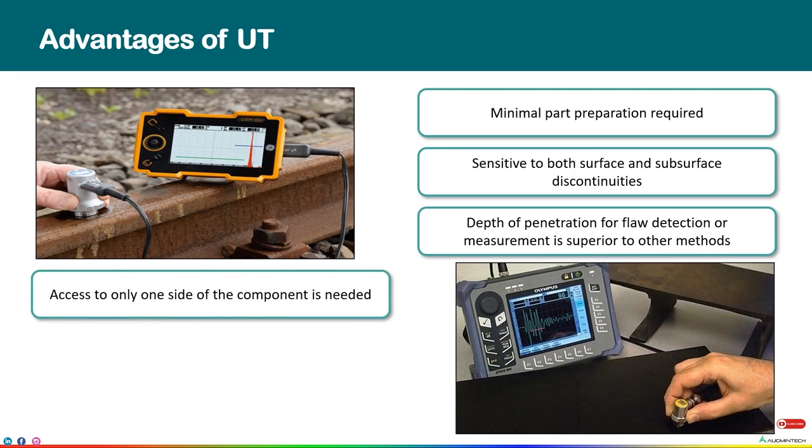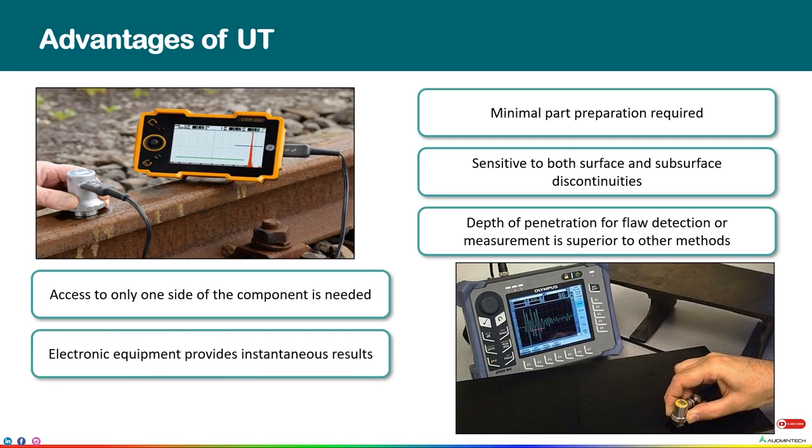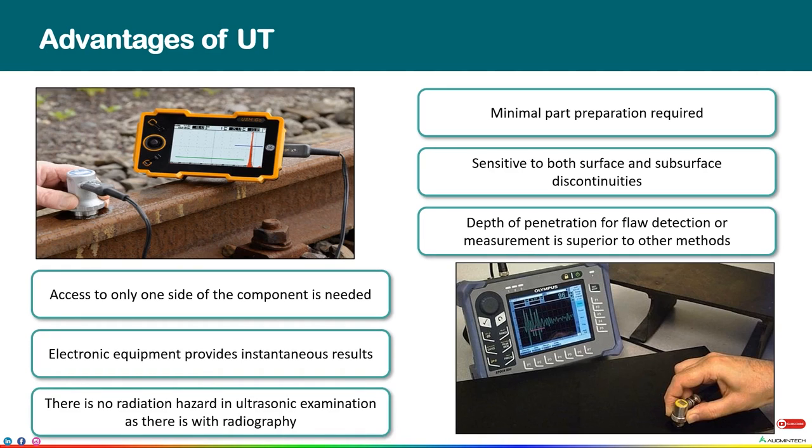It has high accuracy in determining reflector position and estimating the size and shape of the flaw. Access to only one side of the component is needed; only single-sided access is needed when the pulse echo technique is used. Electronic equipment in UT provides instantaneous results. Moreover, detailed images can be produced with these automated systems. We can say that in UT there is no radiation hazard as there is with radiography, so it is safe compared to the radiographic technique.